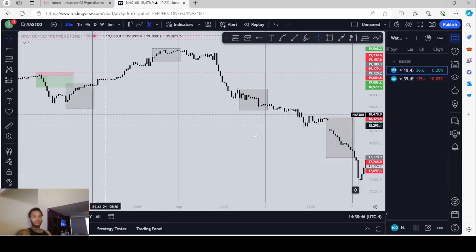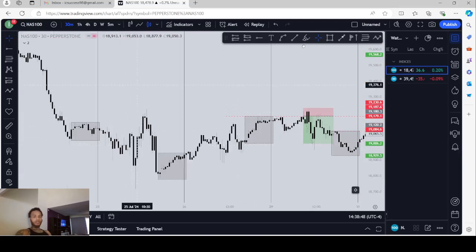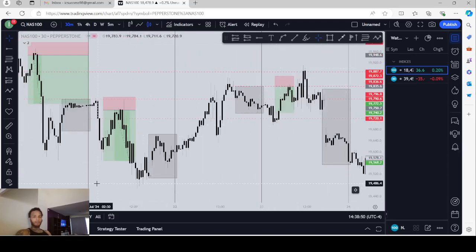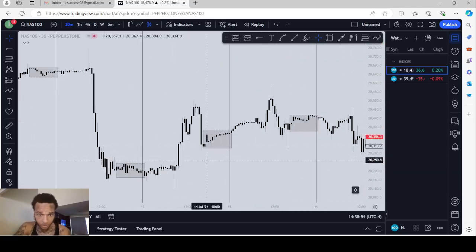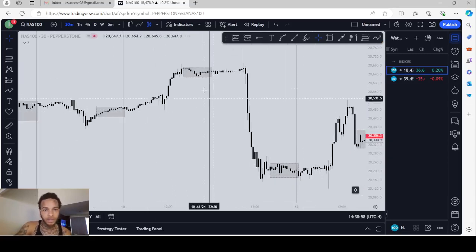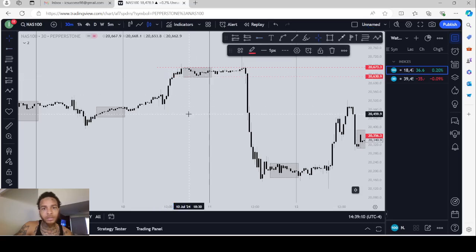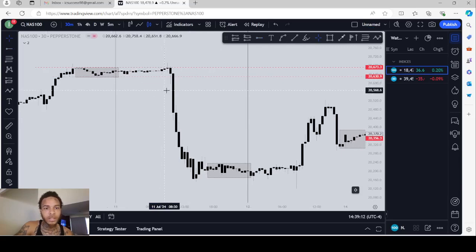Let me show y'all another example, just to familiarize y'all with the strategy and see how simple and easy it is. Okay, again, that's 8:30 though. So right here, previous day's highs, previous day's Asia session's highs and lows. See what time it is.